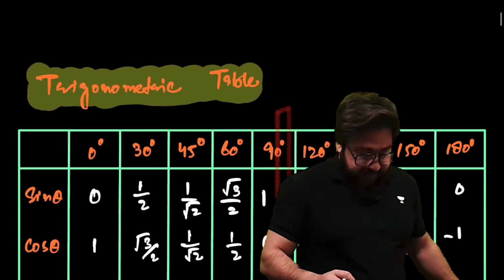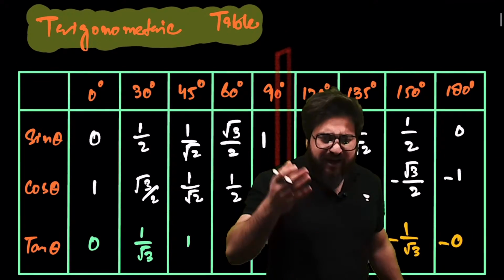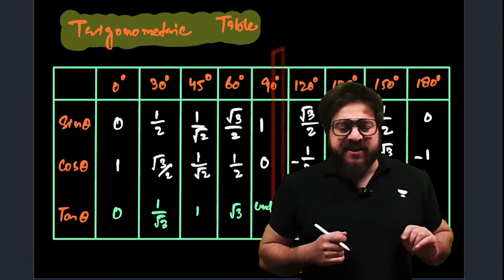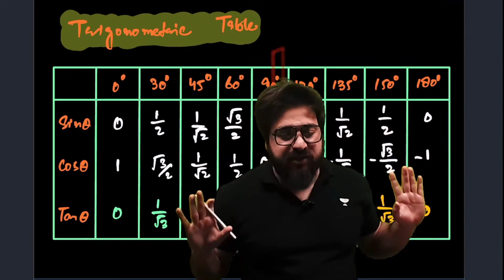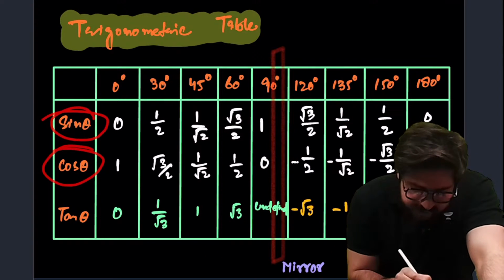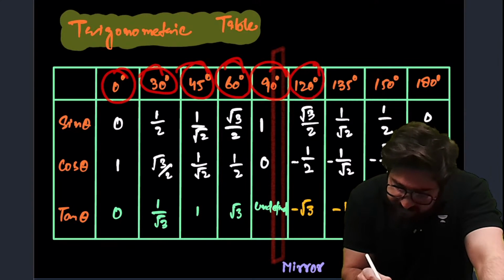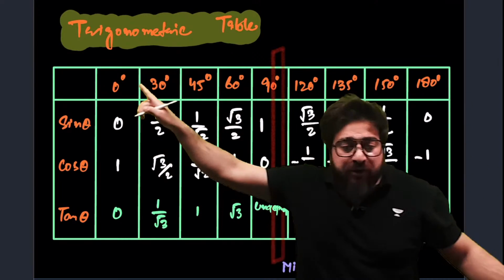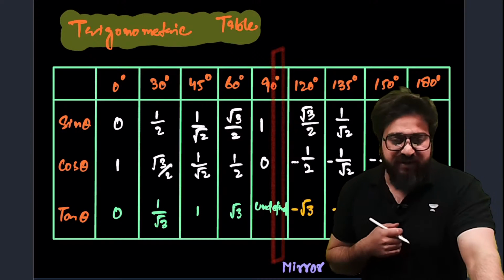Yes, great. Now, let's talk about the trigonometric table. You might have studied this in your class 10th. I'll tell you the trick to remember this trigonometric table. First, we have sine theta, cos theta, tan theta, for 0 degree, 30 degree, 45, 60, 90, 120, 135, 150, 180. You have to remember the values of all of these. How will you remember it? I'll tell you how to remember this. Now listen to me very carefully.